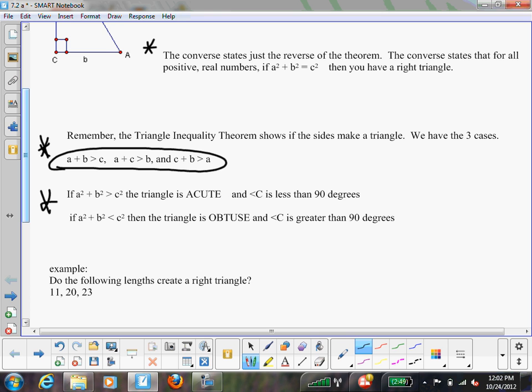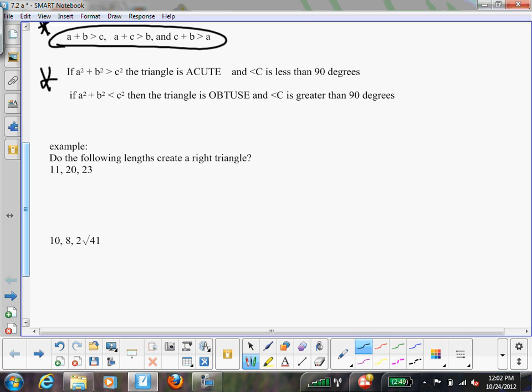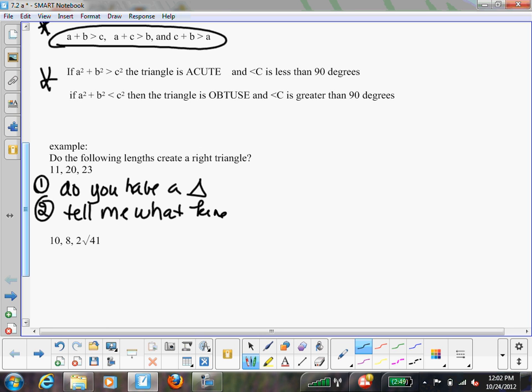You can do one. Okay, so let's see. The first thing we always want to do, we don't want to assume that we even have a triangle. So the first piece of work that you have to show is, do you even have a triangle? All right, so you always want to show, 1, do you have a triangle? And then 2, you tell me what kind. Okay, so how do we prove if we even have a triangle? What do I need to do? What do I do, Aaron?